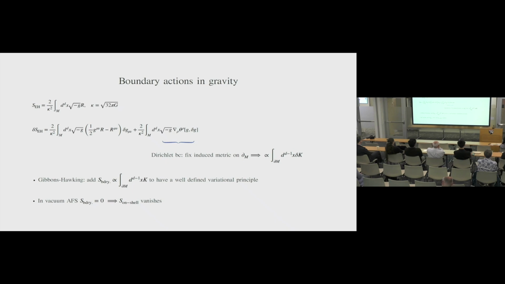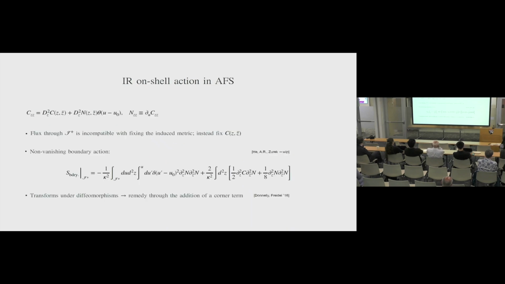In order to have a well-defined variational principle, one has to add a term that's proportional to an integral of the trace of the extrinsic curvature to the original action. Now, in vacuum, if you have vanishing Bondi mass, this boundary action can be shown to vanish. So on shell, this boundary action vanishes. However, that's a bit too fast, because the Dirichlet boundary condition actually turned out to kill this radiation, so to kill this flux that one can in principle have through scri.